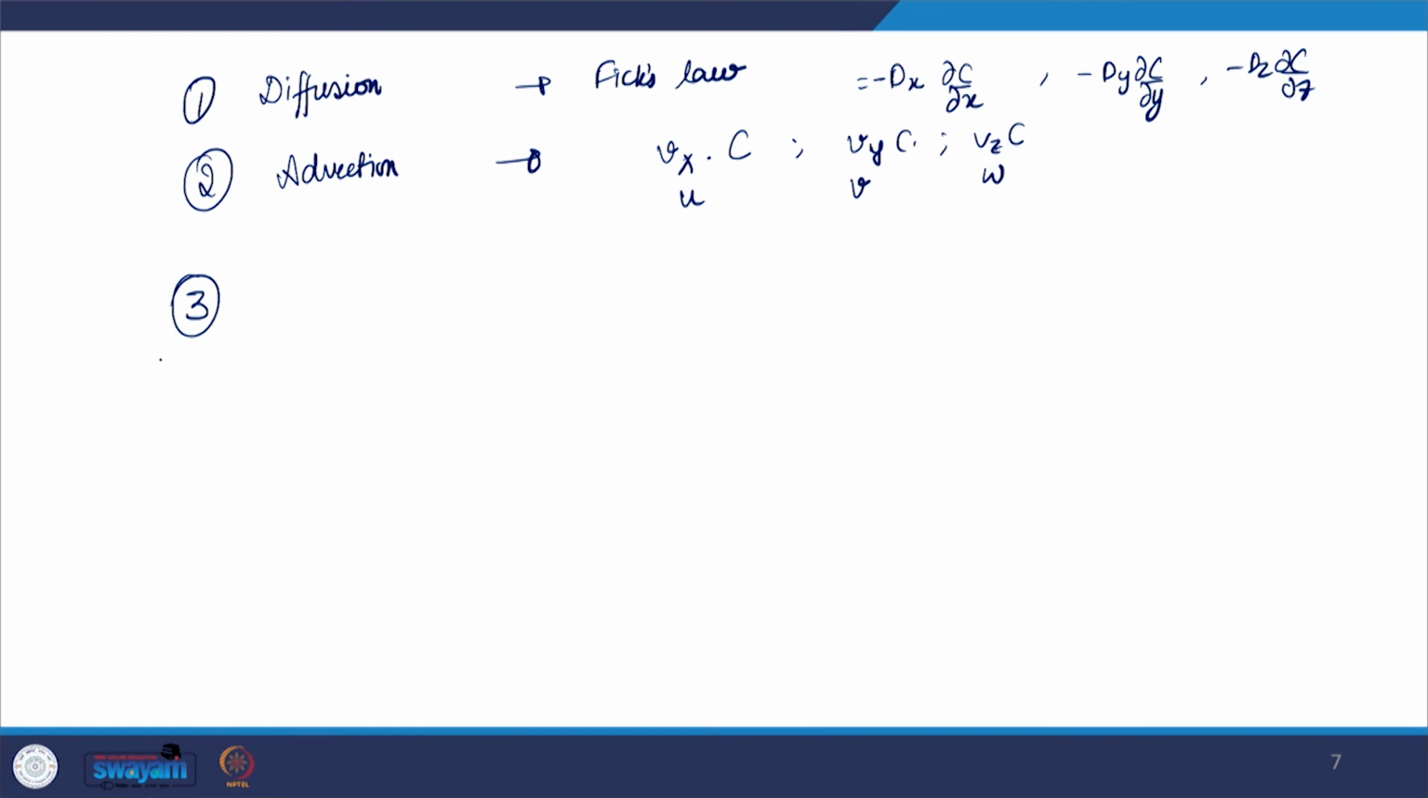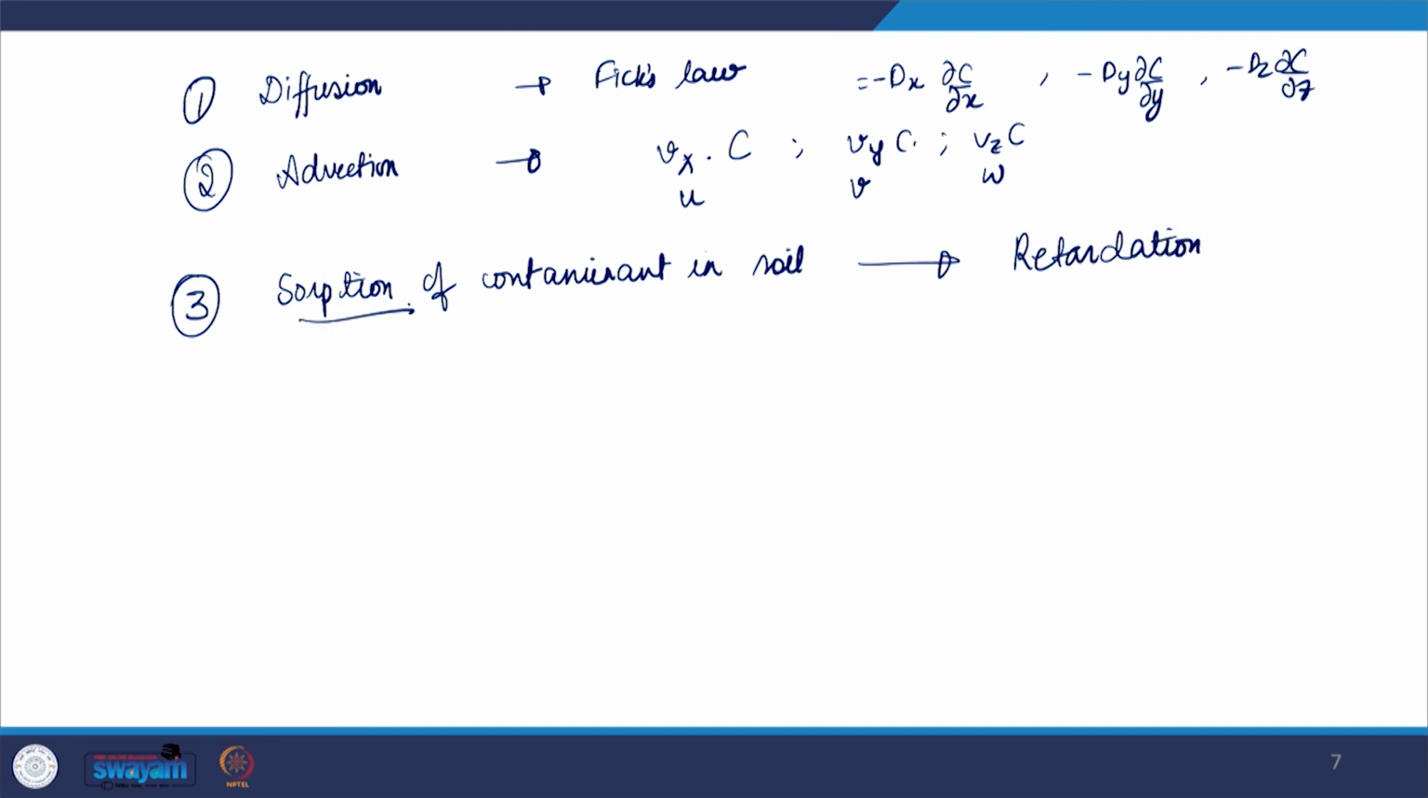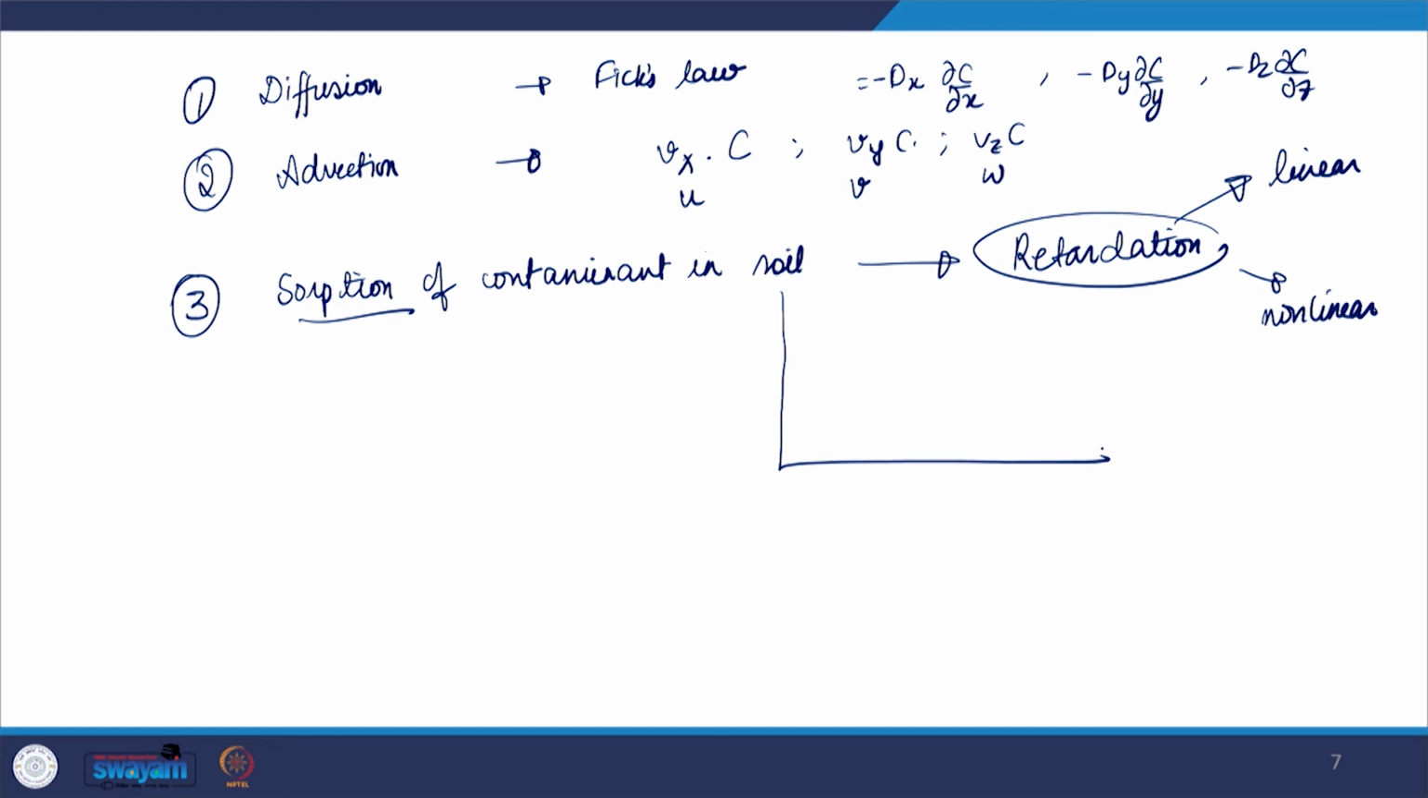Okay, the third factor, which is incredibly important and peculiar to soil, is sorption of the contaminant in soil. This sorption results in the phenomenon we observe as retardation. Depending upon how the sorption is happening, whether it is linear, non-linear, or there is no sorption happening, the retardation looks very different. For example, if there is no retardation, then the concentration of the contaminant will have a very nice bell curve distribution, but because of retardation, it will look like this. We are looking at linear retardation.